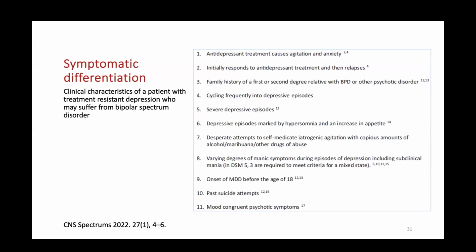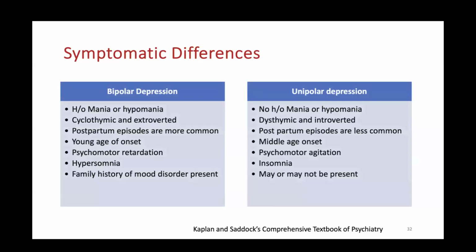How do you differentiate? Antidepressant treatment causes agitation and anxiety, think of bipolarity. Initial response to antidepressant treatment, then relapses. Family history, again, cycling, severe depressive episodes, deliberate attempts to self-medicate, varying degrees of manic symptoms, onset of MDD before the age of 18, past suicide attempts, mood congruent psychotic symptoms, think of bipolarity. So these are the symptomatic differences.